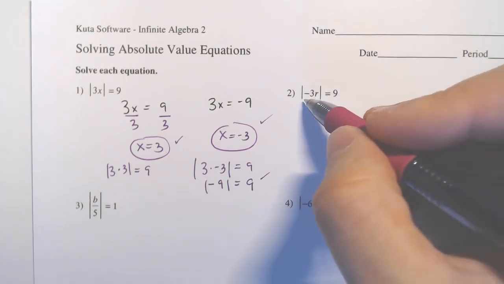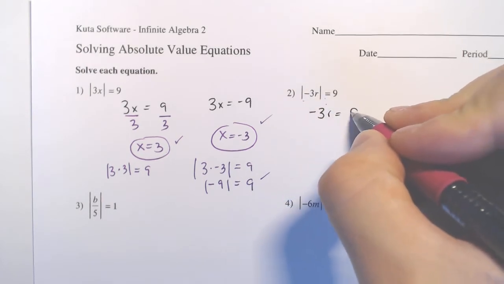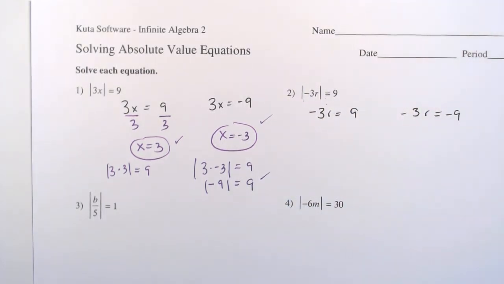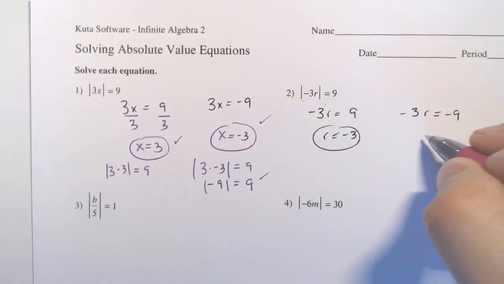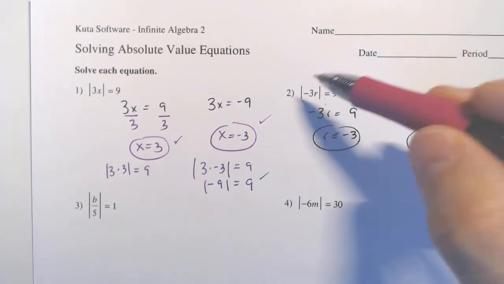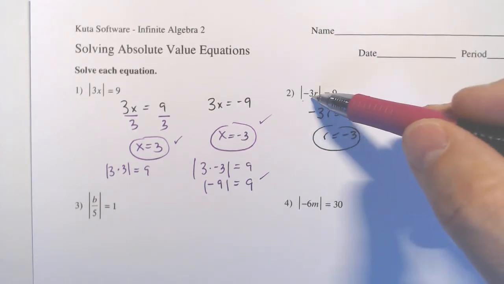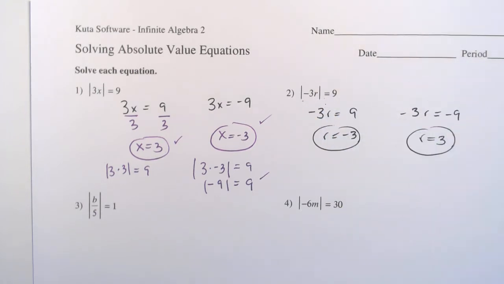Number 2, absolute value bars are by themselves, so it's the same exact thing. We just set negative 3r equal to 9 and negative 3r equal to negative 9. And you divide, and you get r equals negative 3. And you divide, and you get r equals 3. Both of those, when you plug them back in, will still work. It doesn't matter that that was negative on the inside, because when you plug it back in, you get 9 equals 9, and negative 9 for the absolute value would equal 9 as well.